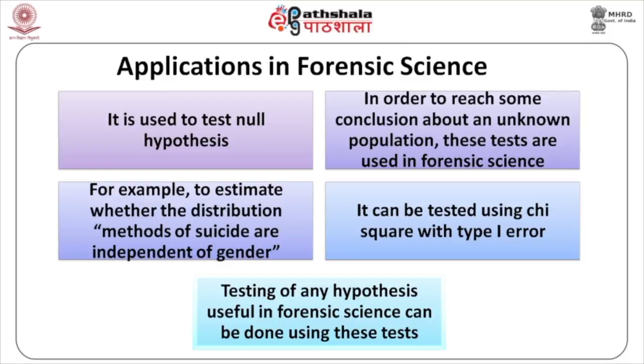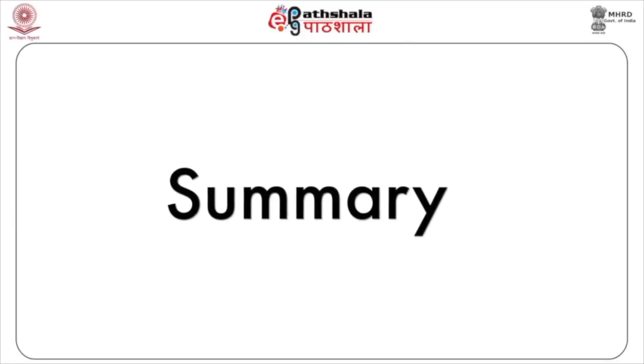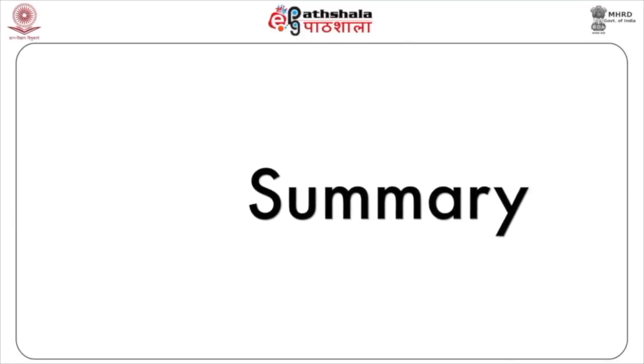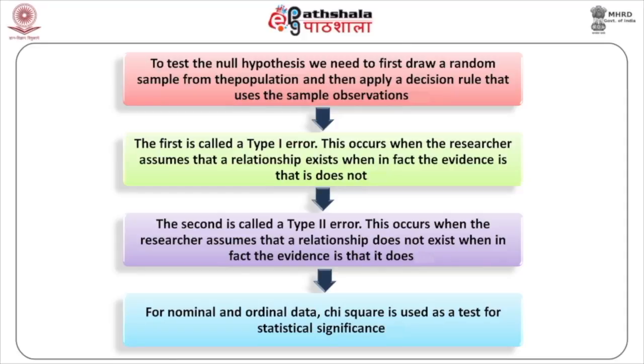Applications in forensic science. It is used to test a null hypothesis in order to reach some conclusion about an unknown population. These tests are used in forensic science, for example, to estimate whether the distribution of methods of suicide is independent of gender. It can be tested using chi-square with type 1 error. Testing of a hypothesis useful in forensic science can be done using these tests. To test the null hypothesis, we need to first draw a random sample from the population and then apply a decision rule that uses the sample observation.